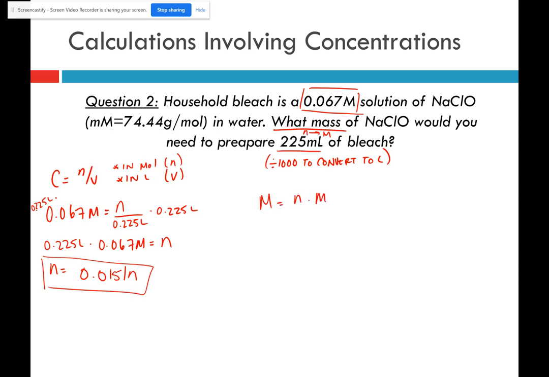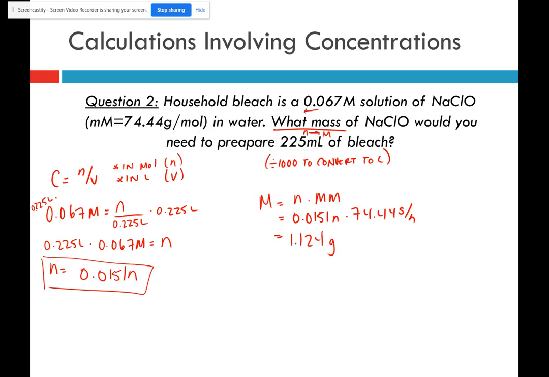Now that I know my number of moles, I can figure out my mass, because I know mass is moles times molar mass. My moles I just calculated. My molar mass is given to me in the question. If I multiply those two things together, it's going to give me 1.124 grams. And let's look at the question again to see how many sig figs I should report this to before I write my final answer.